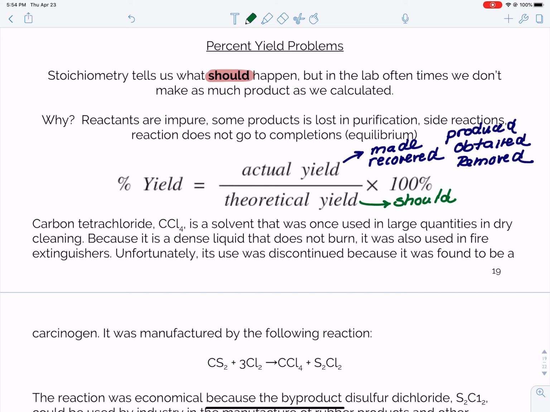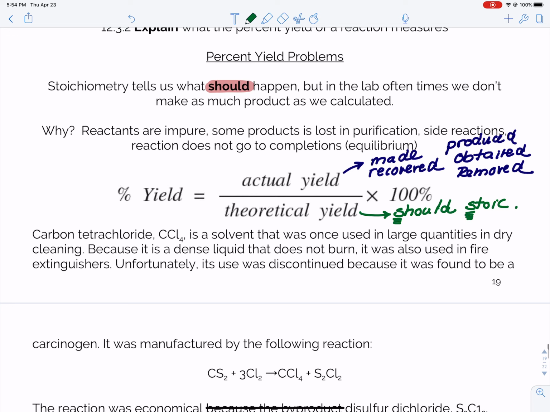And I'm underlining the S here in should, because should means that you find that by doing, underlining the S again, a stoichiometry problem. So theoretical means calculated. Okay, so your theoretical yield is calculated. It's what you should make, and you're going to calculate that through stoichiometry. The actual yield is what was actually made. So let's do a couple questions here and see what we get.